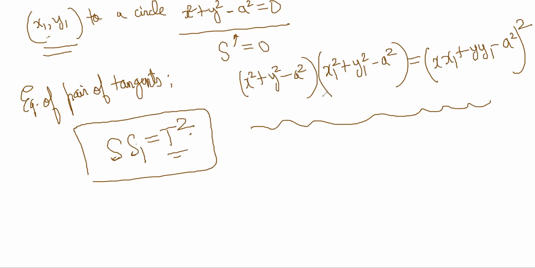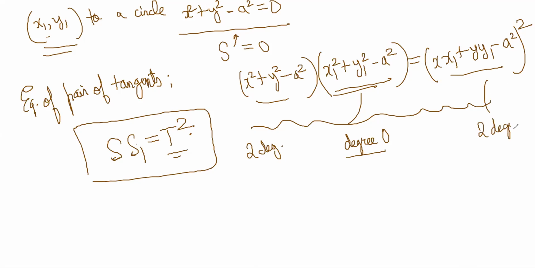And why is this a pair of straight line equation? You can understand that by noticing that this is degree 0. This is a constant, no? Constant. So this is 2 degree. And this is also a line raised to the power 2. So this is also 2 degree, right? So basically, this will be a 2 degree equation, right? So therefore, it is possible that it is a straight line equation. It looks like it has many powers and all, but it's actually just 2 degree only. Therefore, it is a pair of tangents equation.